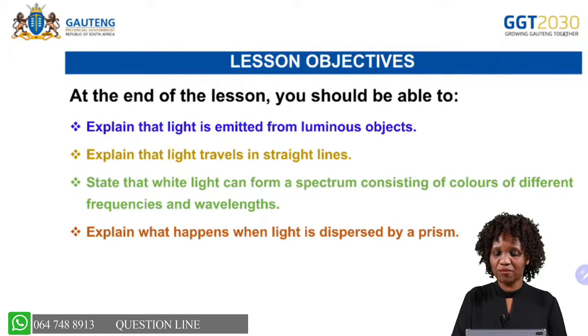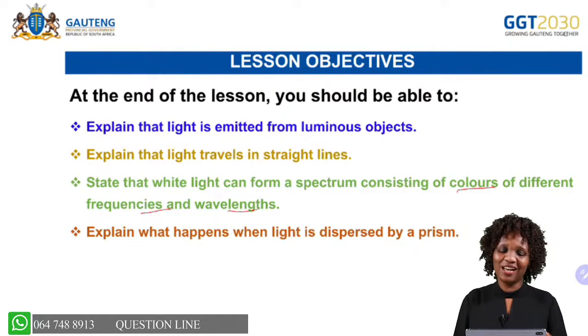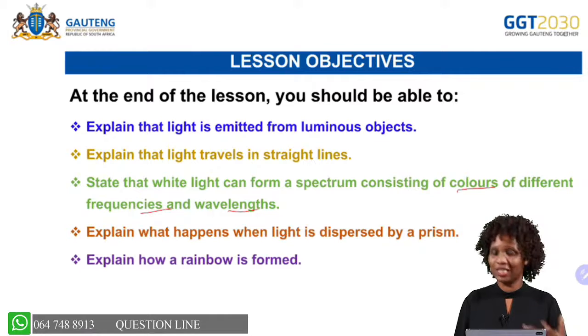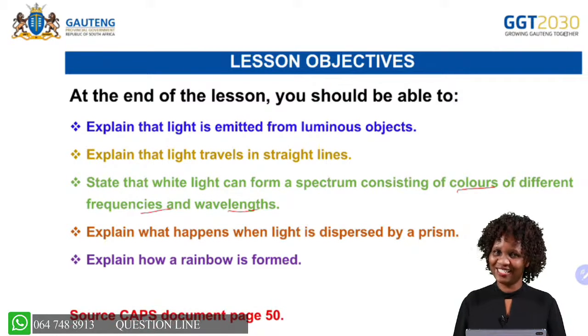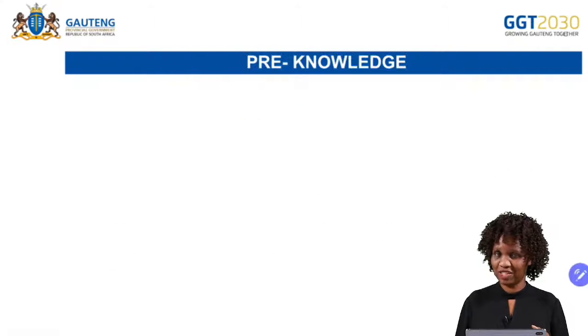form a spectrum consisting of colors of different frequencies and wavelengths. And then we're also going to explain what happens when light is dispersed by a prism. Okay. And then we're also going to explain how a rainbow is formed. Grade 8. Interesting, isn't it? And we get all this from the CAPS document, page 50.